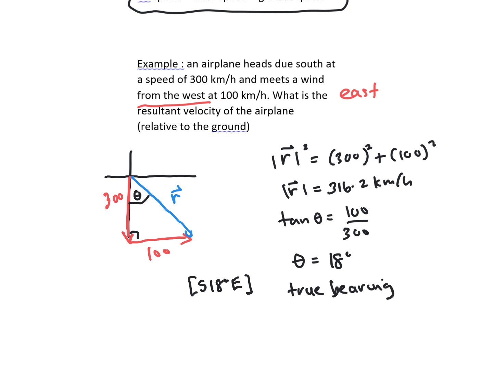If I wanted to write it as a true bearing, I would have to determine this angle connected to the x-axis first. So if this is 18, then this angle would be, what's that, 72. And then this is 90. And so together, these would be 162 degrees.